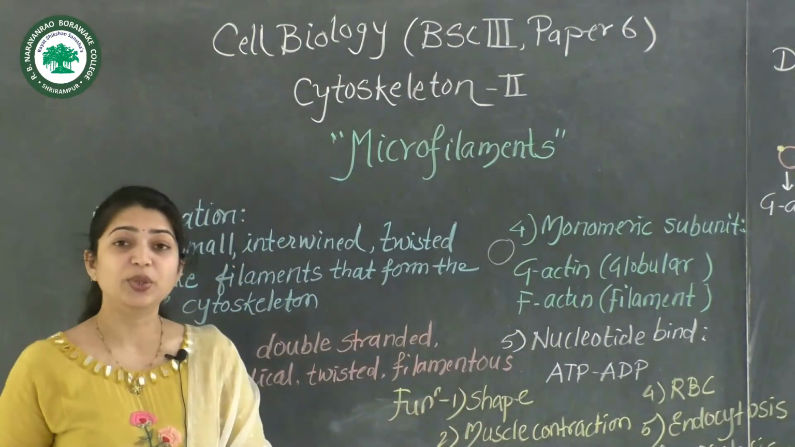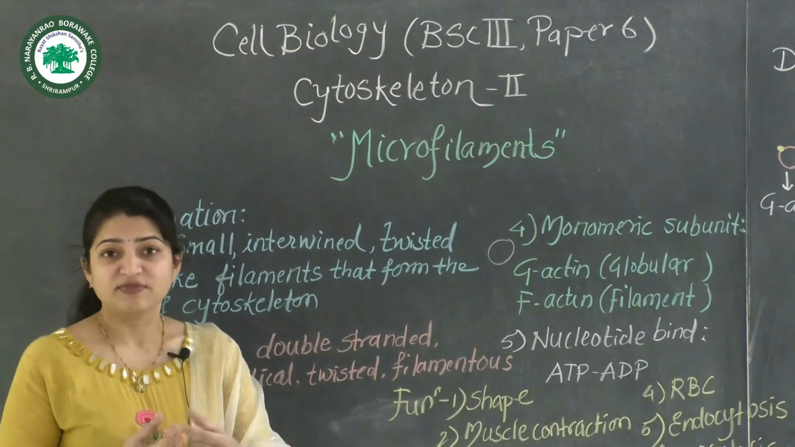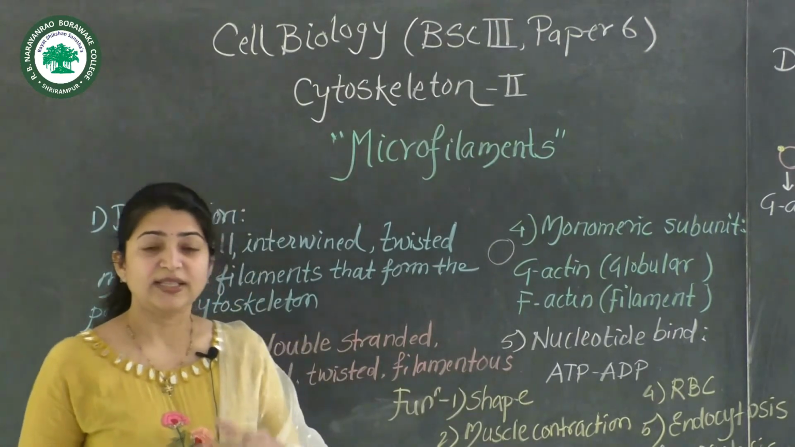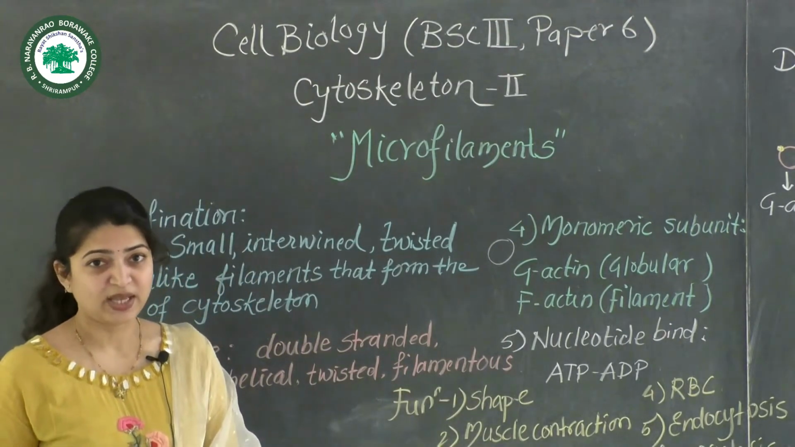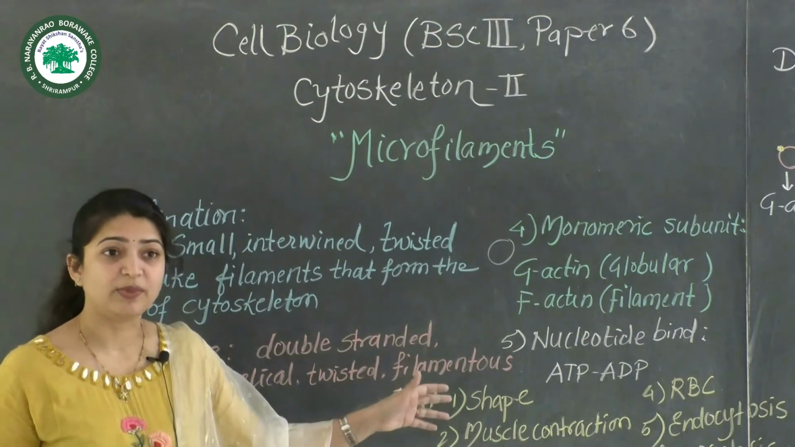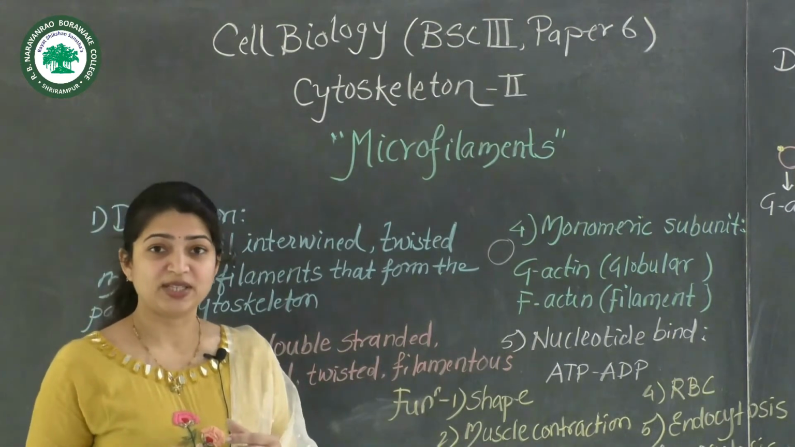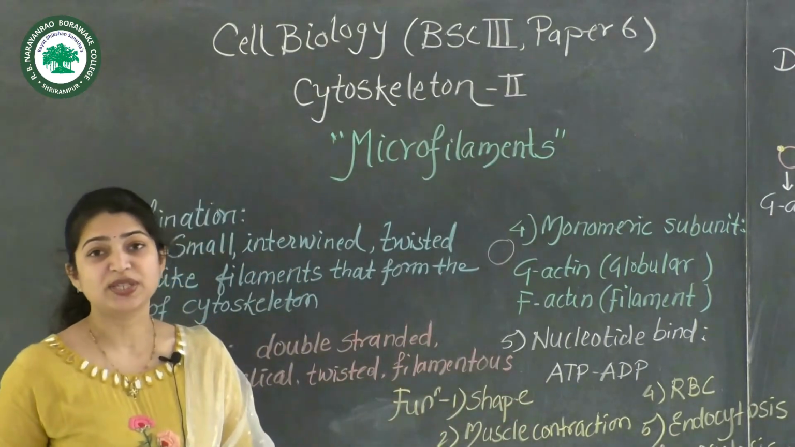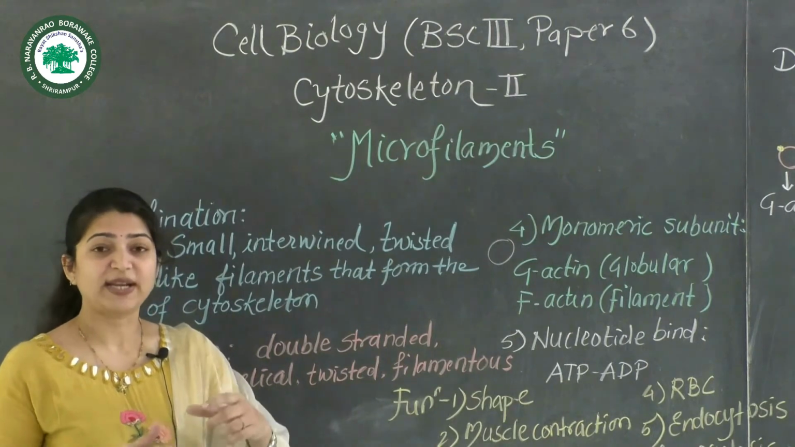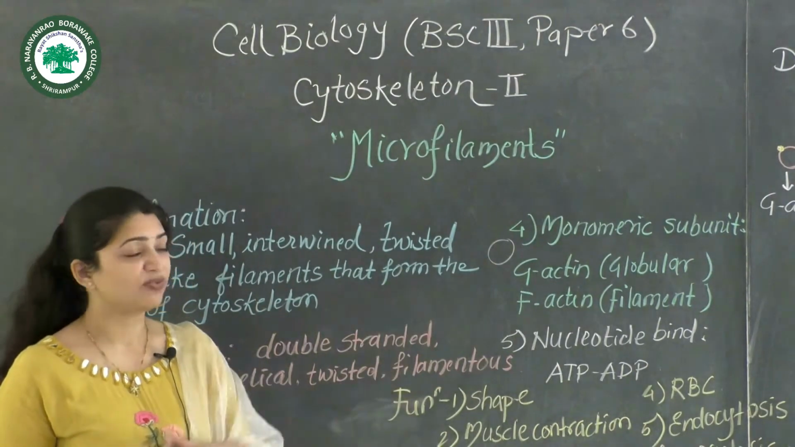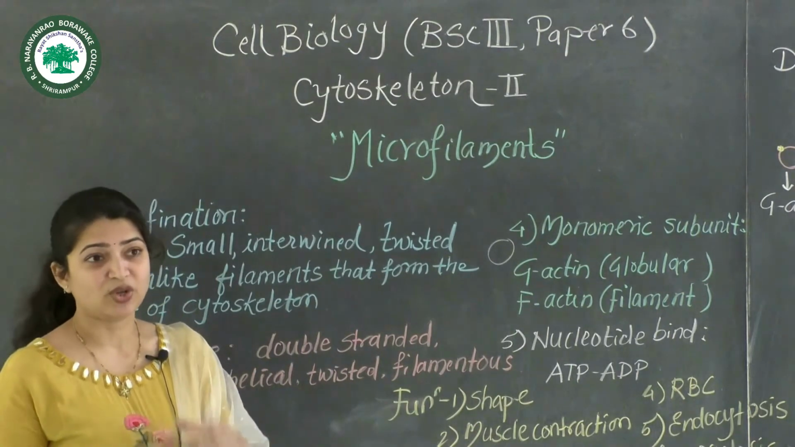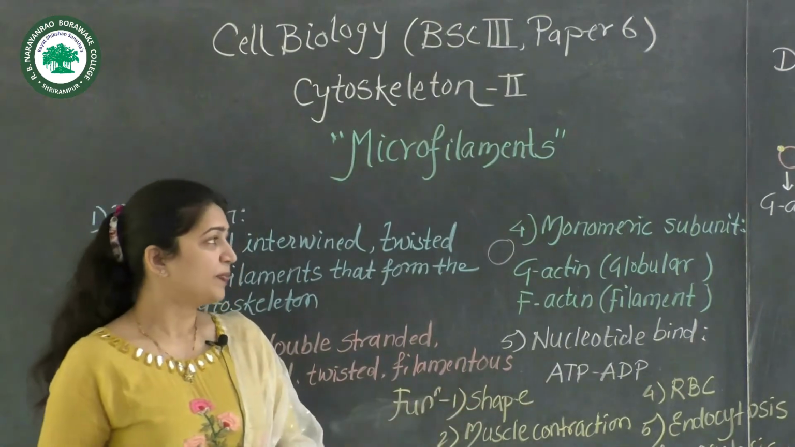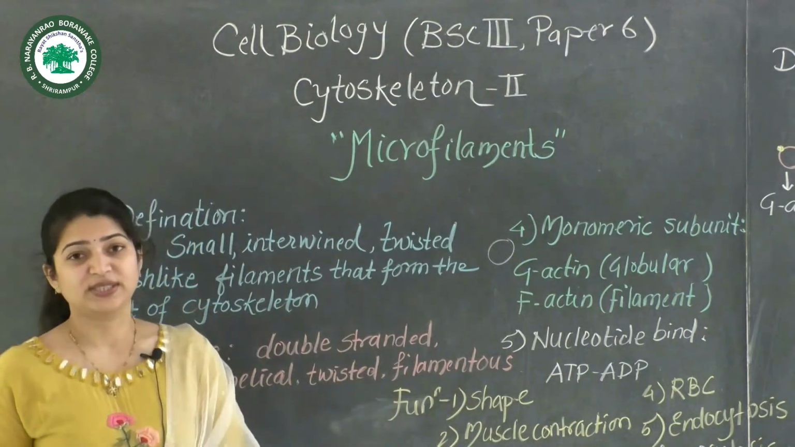Next is the nucleotide bound to the filamentous structure. Unless these nucleotides are bound, there will be no polymerization taking place. So this nucleotide binding is very important for the formation of the filamentous structure. Which is that nucleotide? That is ATP and ADP, adenosine triphosphate. After attachment of adenosine to the binding site of G-actin, the polymerization begins, or the formation of the microfilament structure begins.